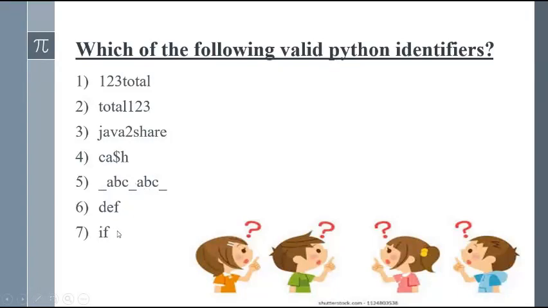Okay, def. Now def is a reserved word which has some special meaning, so def is not a valid identifier. It is invalid because it is a keyword or reserved word. if is also a reserved word, so it is an invalid identifier. So these are some basic concepts about identifiers.